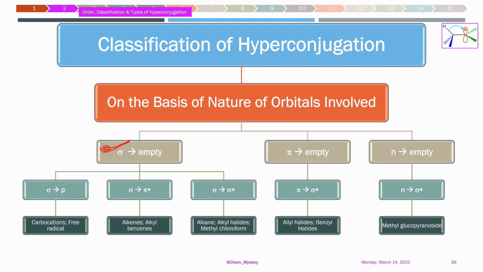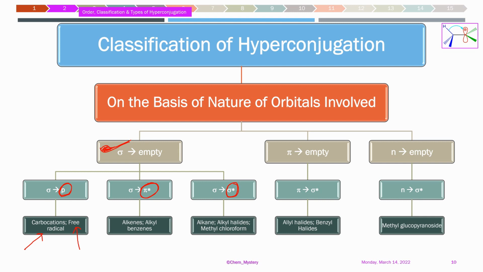When there is a case of carbocations and free radicals, here we are seeing this is going to be sigma to p hyperconjugation. But when it comes to the case of alkenes or even alkynes, alkyl benzenes as well, then sigma bonded carbon hydrogen electrons are going into the pi star antibonding molecular orbital. These carbon hydrogen electrons can also be going into the sigma antibonding molecular orbital, just as we have seen in the second order hyperconjugation just earlier.